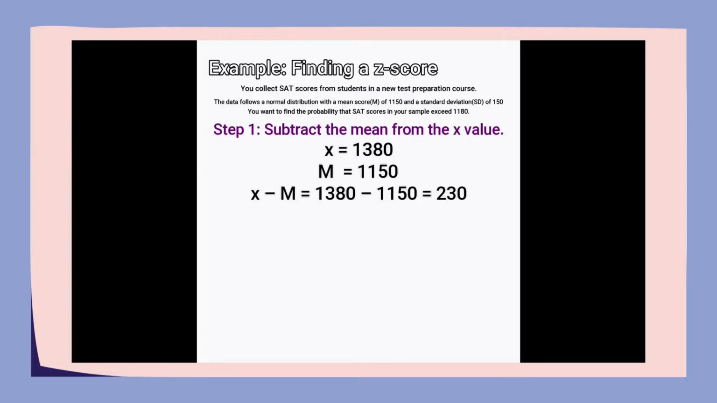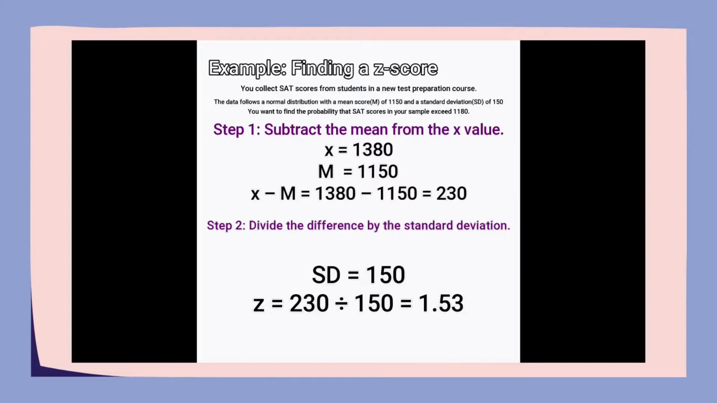Next is an example, finding a Z-score. You collect SAT scores from students in a new test preparation course. The data follows a normal distribution with a mean score of 1,150 and a standard deviation of 150. You want to find the probability that SAT scores in your sample exceed 1,380. So, to standardize your data, you first find the Z-score for 1,380. The Z-score tells you how many standard deviations away 1,380 is from the mean.